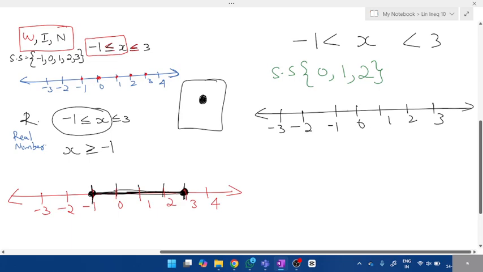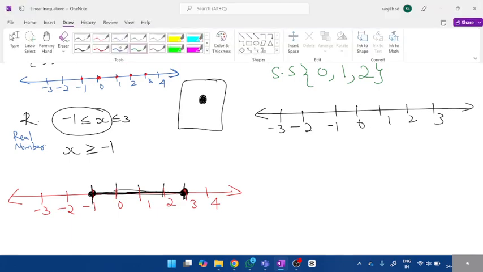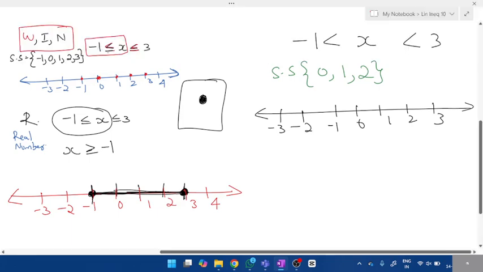Only till 2. 0, 1, and 2. So how many points do I have to plot? Naomi, Joanna, did you all understand this? What are your students doing? Yes, sir. So how many values are there? How do you plot for this question?